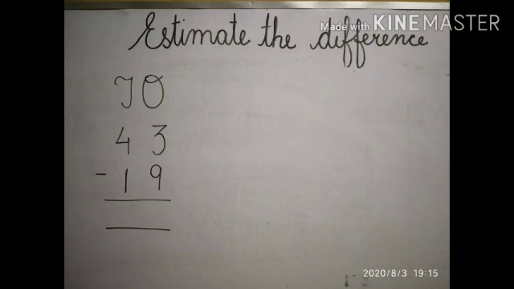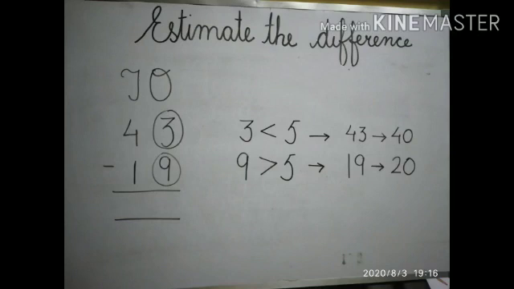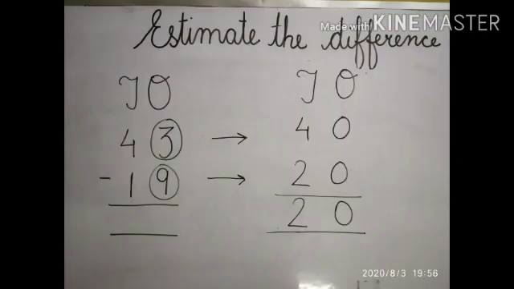Here we have to estimate the difference between 43 and 19. First we will estimate the numbers. Here first we will take number 43. When we see at ones place, the digit here is 3. 3 is smaller than 5. So 43 will be rounded down to 40. And then we will take the number 19. Here the digit at ones place is 9, which is greater than 5. So 19 will be rounded up to 20.